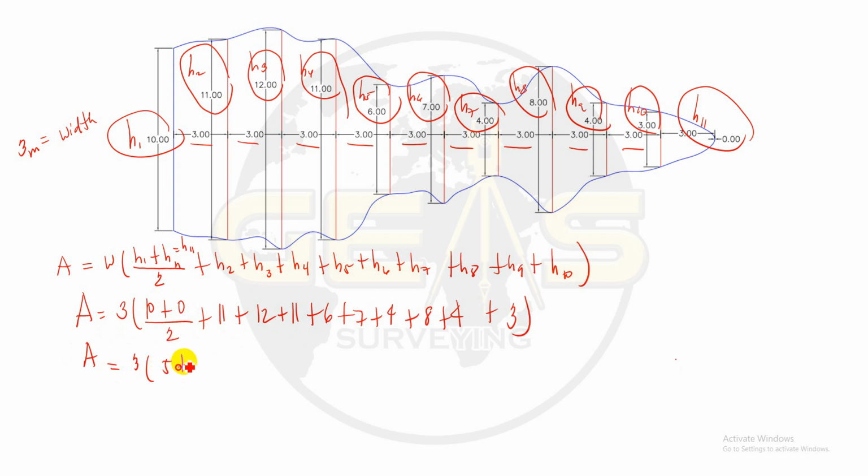So the area is 3 times 10 plus 0, which is 10, divided by 2 is equal to 5, plus 11 and the rest of the heights. The area is equal to 213 square meters using the trapezoidal rule.